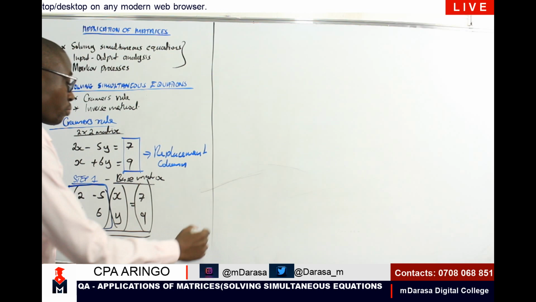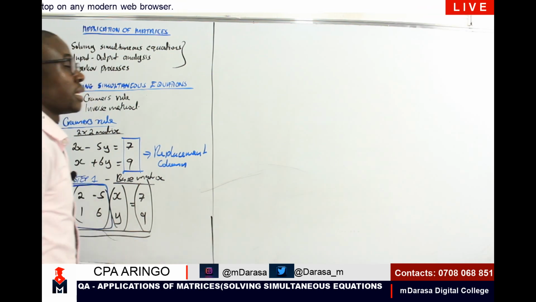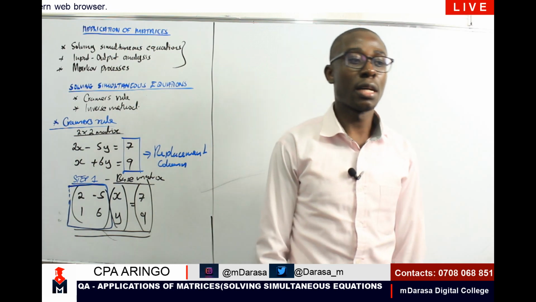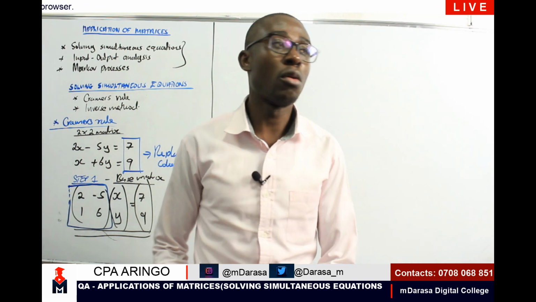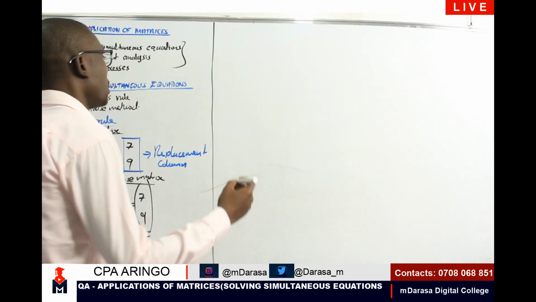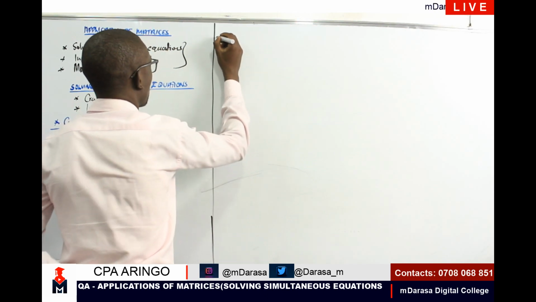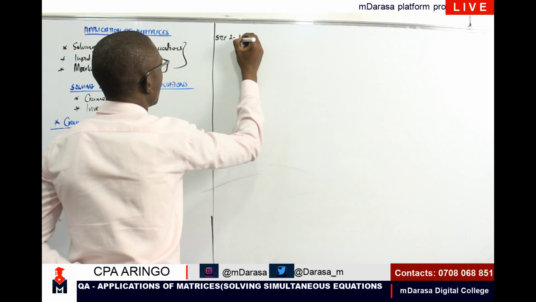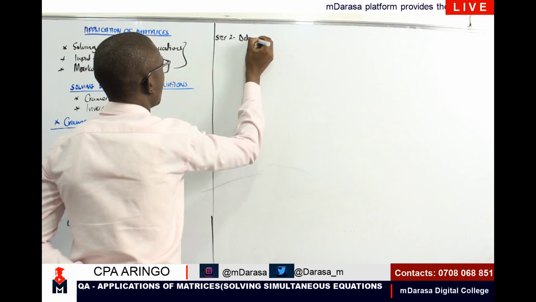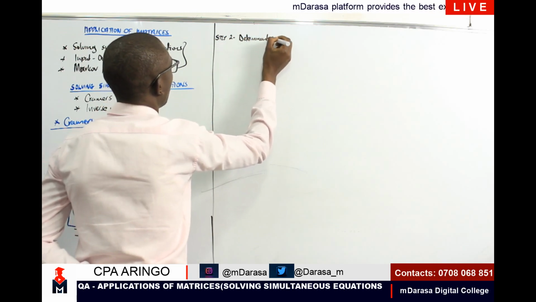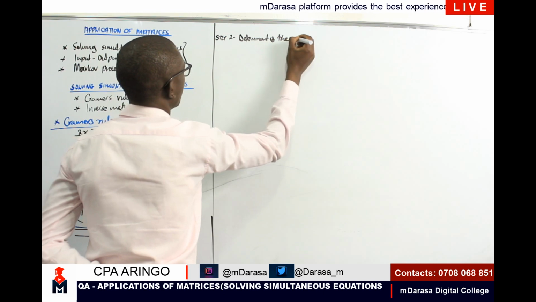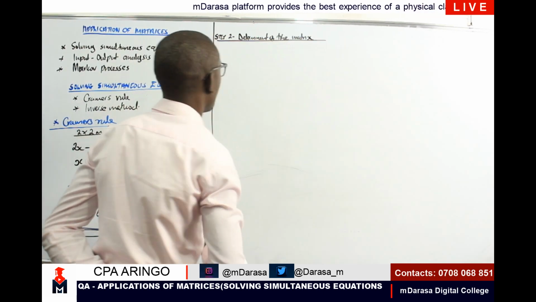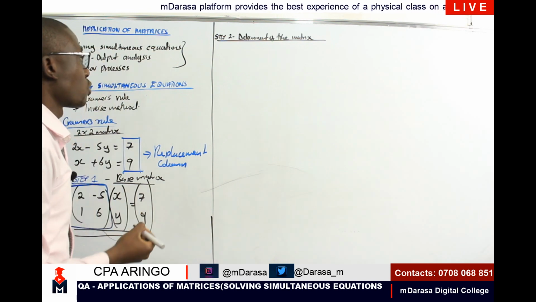Step number two at this point, my good students, let us determine the determinant of our base matrix. Recall, determination of this is step number two. We want to determine the determinant of the base matrix. And how do you determine the determinant of the base matrix, my good students? This will be very simple.